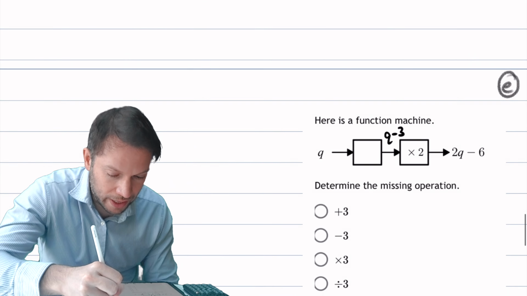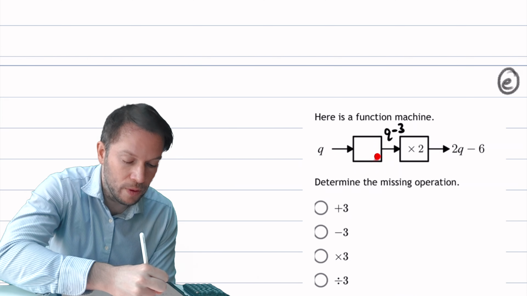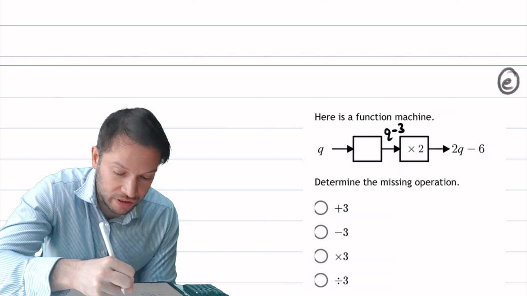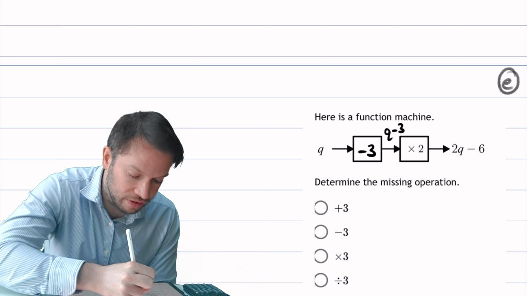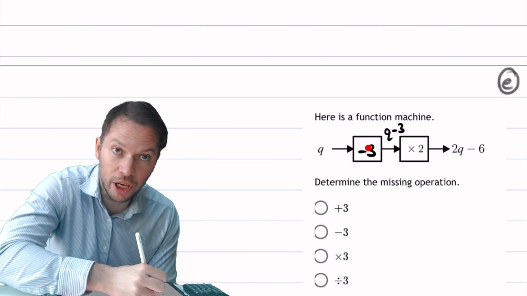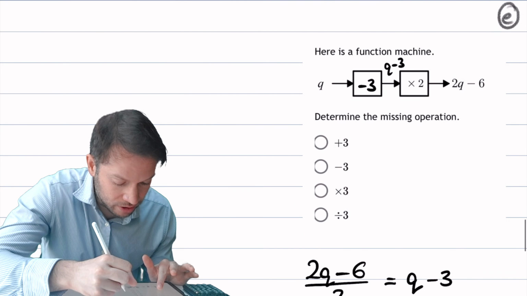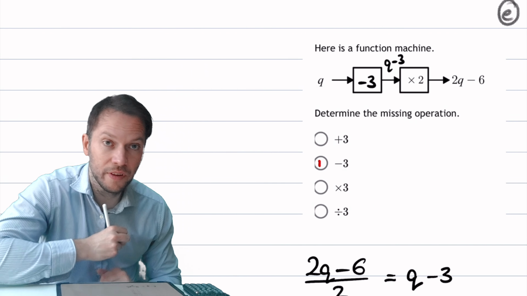And then we've got to think, okay, if you had q and you did something to it and you end up with q minus 3 here, what have you done to it? Well, you've just subtracted 3, haven't you? If you had q and you subtracted 3 from it, you would have q minus 3, right? It matches that. So the correct answer, therefore, has got to be the minus 3 here. So that's the final answer.